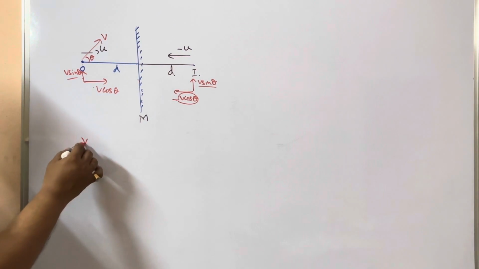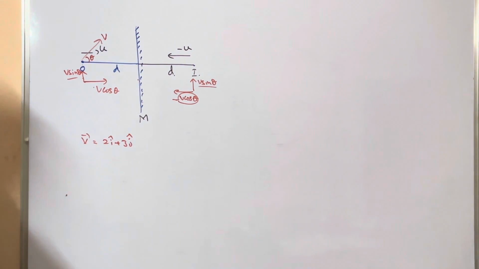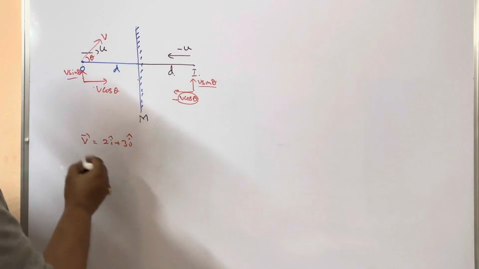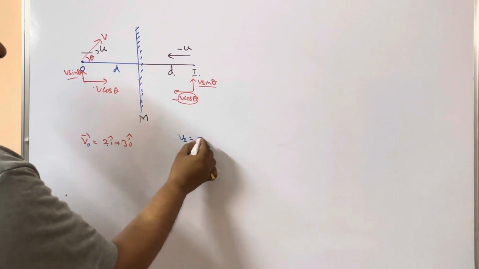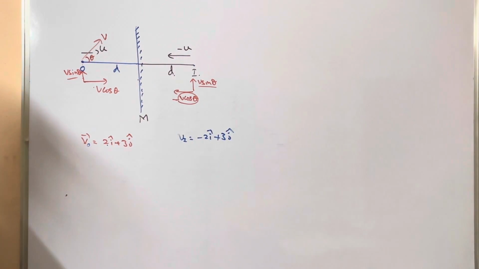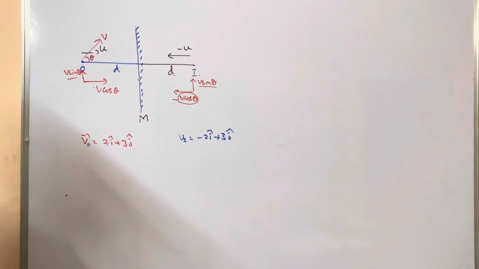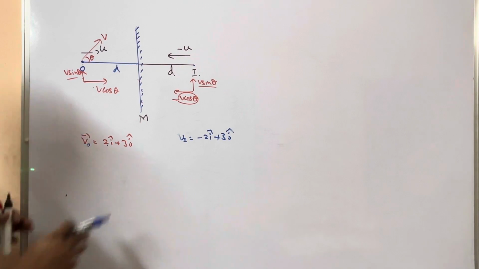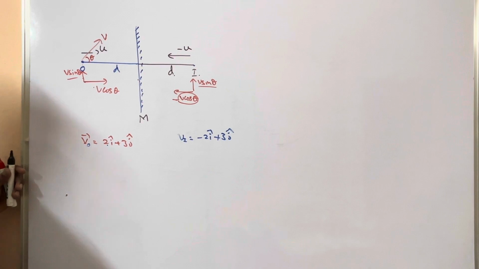So how will a problem be given? The velocity is equal to 2i cap plus 3j cap, for an object moving in front of the plane mirror. They will ask what is the velocity of the image. This is the velocity of the object. The velocity of the image is 2i cap becoming minus 2i cap, and 3j cap remains the same, 3j cap. Like this they are going to ask about velocity. So whenever they give angles, this is very important. I hope you understood how we have to take the velocities.